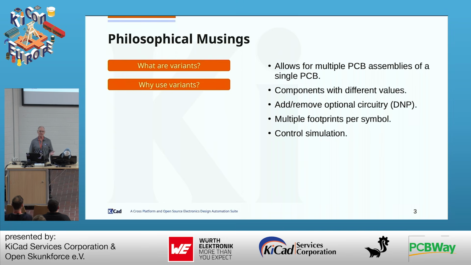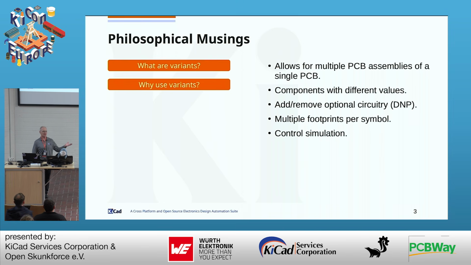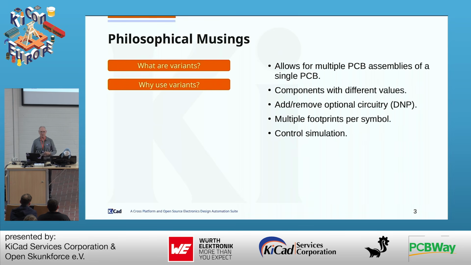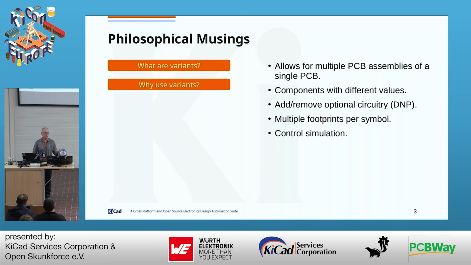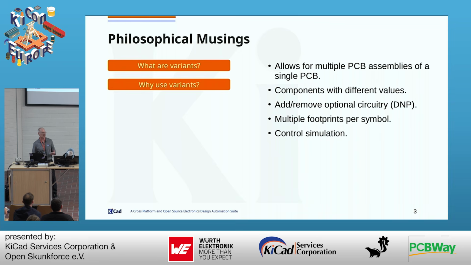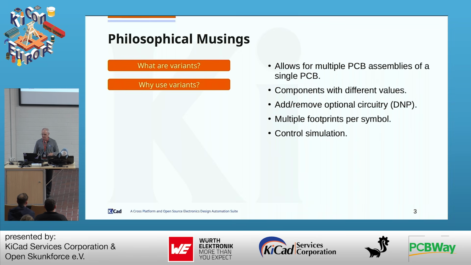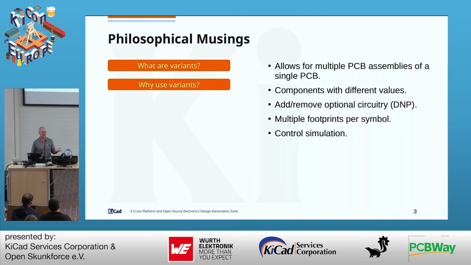So you can do interesting stuff like multiple PCB assemblies of a single PCB. Like maybe you have feature A, B, and C, and on the high-end version you populate all three features, and then in your stripped down version you only have one feature, right? Those are pretty common things to do for people who are in commercial manufacturing. You can have components with different values. Something like I have a 10K resistor on this one, a 50K resistor on that one. You can add and remove optional circuitry, which is the DNP.